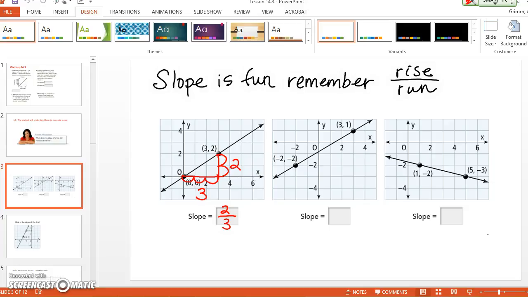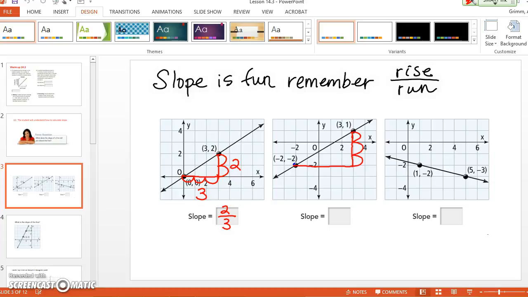So the next one, we're going to do the exact same thing again. So we're going to look at the 2 points. Which, by the way, some kids have said before, can I go above the line? Can I make it up here? You sure can. It doesn't matter if you go above or below. It works either way.